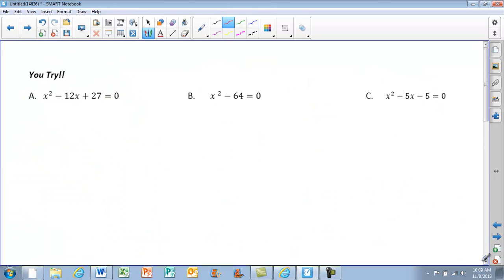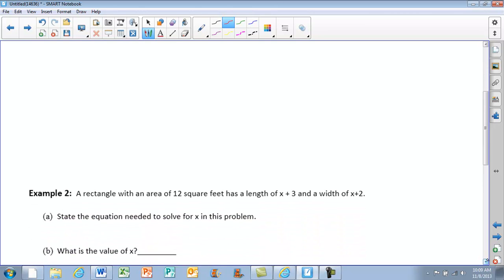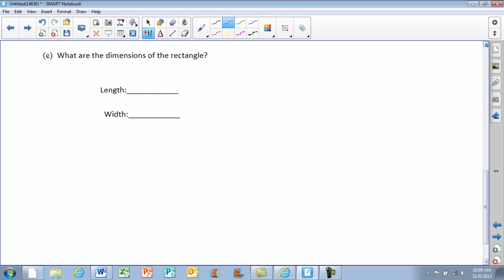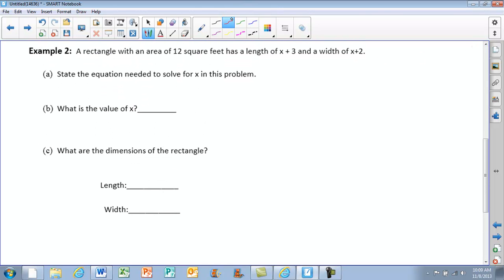Next, you guys will try these U-tries in class, so don't worry about those for now. But I want you guys to take a look at example 2. Now, example 2 is one of our lovely word problems. And with this, we actually have a lot going on with this problem. So I need to make sure you guys are paying complete and total attention.